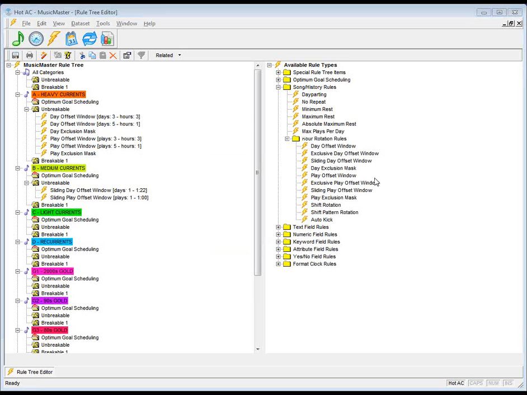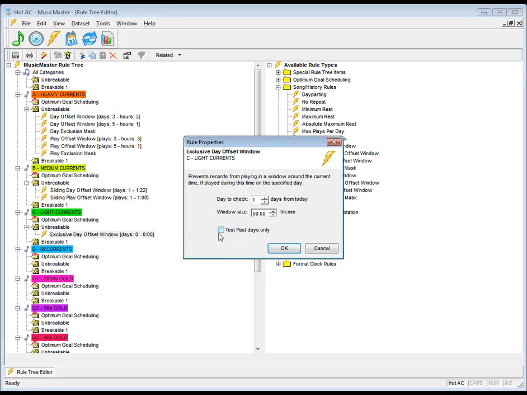Moving forward, we have what's called exclusive offset windows for both day and play. The exclusive day offset window comes in real handy if you have a show, for example, that only appears on Sunday mornings. Instead of having it test all 7 days, you can say, just test the 7th day back, 7 days from today, and we want to make sure that it doesn't play within an hour of itself either side. So we'd set the window size at 2 hours, so it slides itself over it, just like our sliding day offset window, except this one's only looking at the 7th day back and the 7th day ahead, unless we check that box to test the past only.